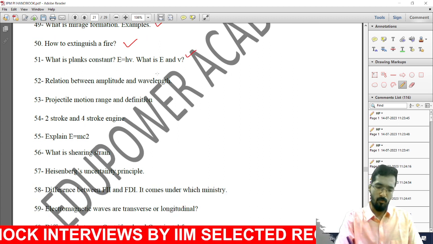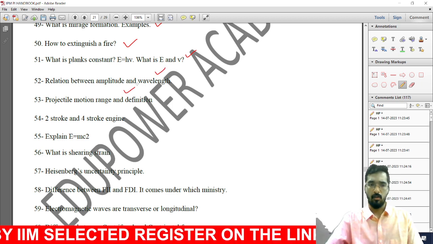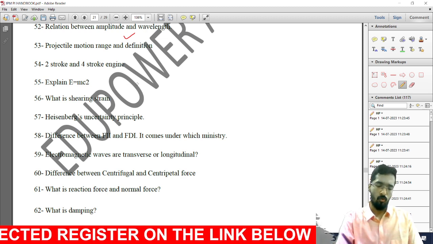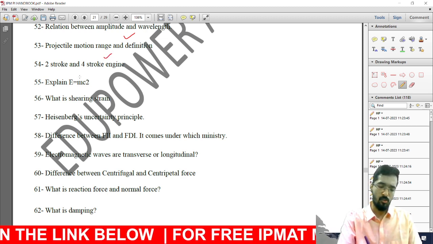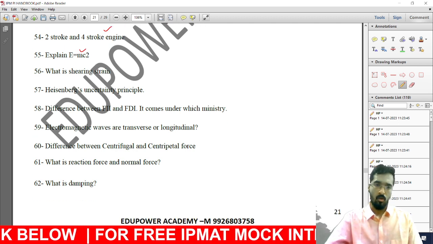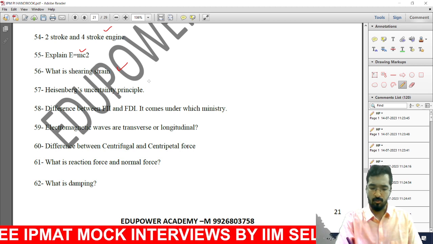What is the relation between amplitude and wavelength? Okay, what is projectile motion, range and definition? What are 2-stroke and 4-stroke engines? That means questions related to engines. Explain E equal to delta m c square. What is shearing strain? Questions related to strain, stress and strain.